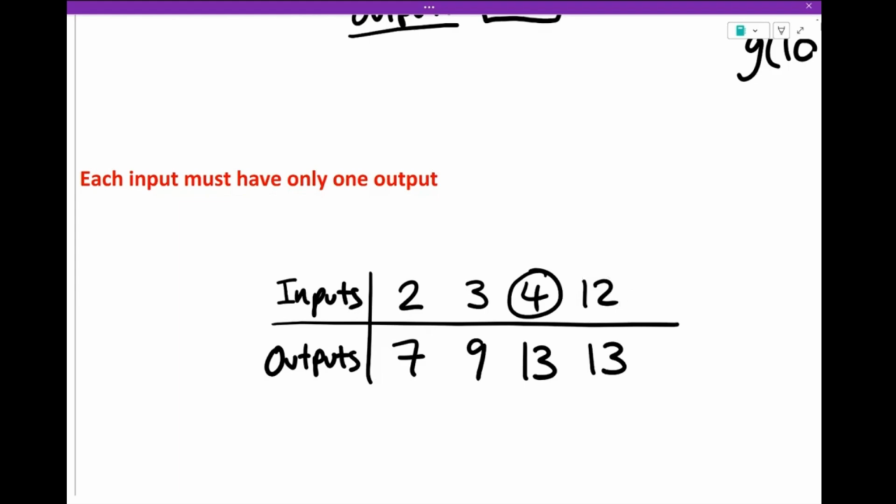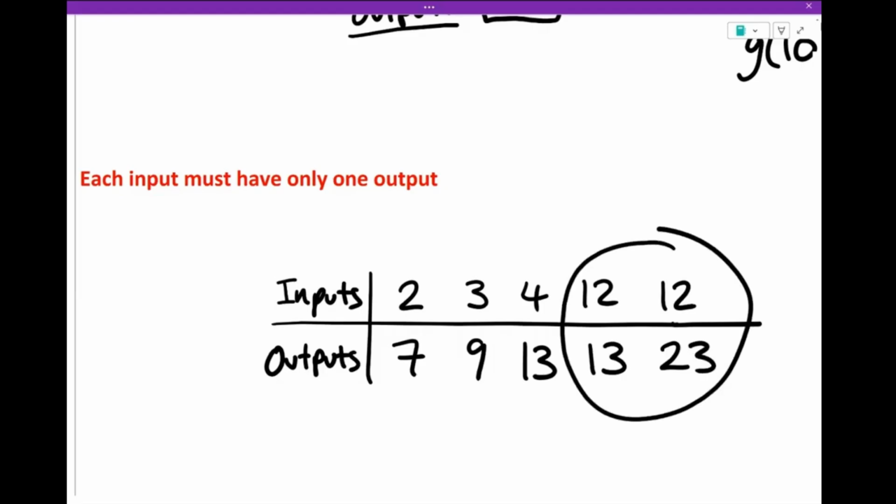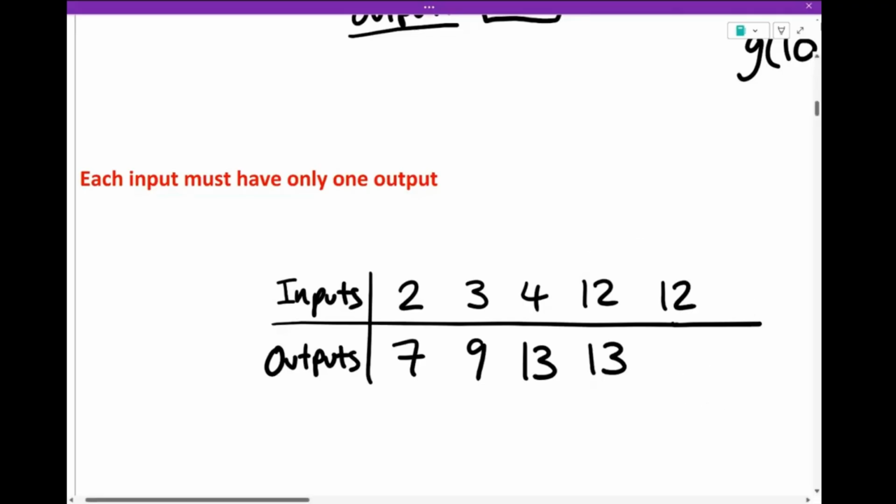However, what can't happen in a function is, let's say I was to input 12 into my function again, and let's say now the output came out as 23. This cannot happen in a function. You cannot get 2 different outputs for the same input. The idea is if we input 12, we should get the same value every single time if it's a function. So this value here should be coming out as 13 if this is going to be a function. So thinking about the graphs that you've learnt so far in maths, which graph for one input might have multiple outputs?